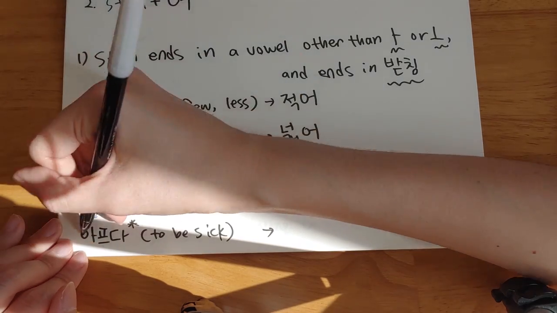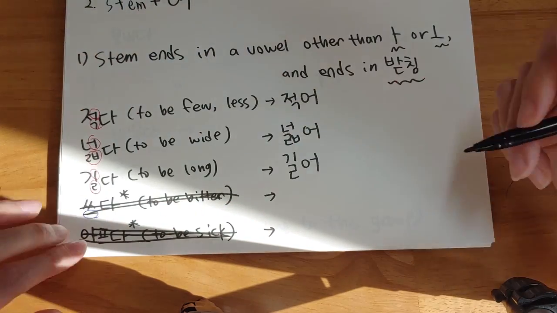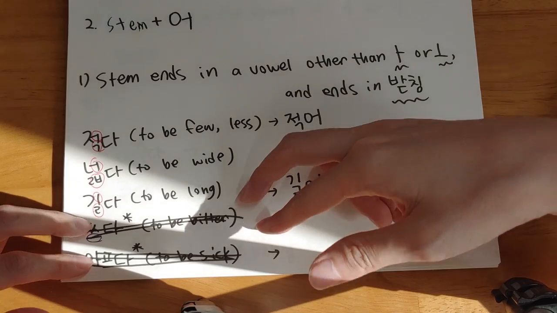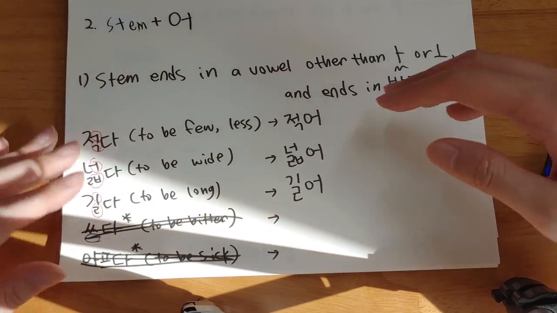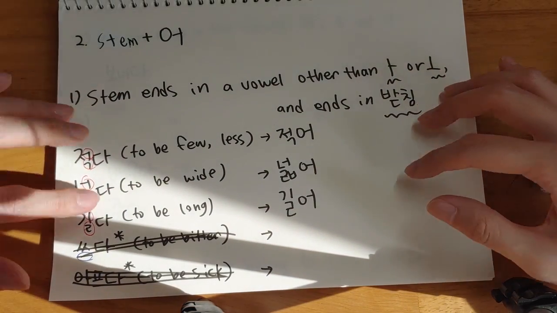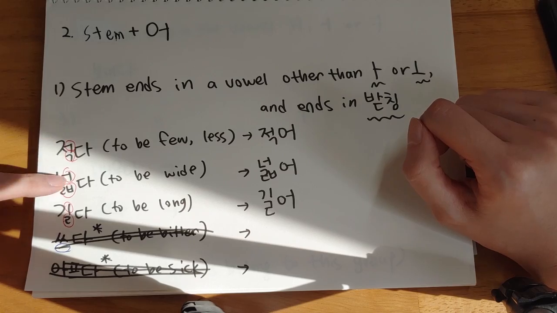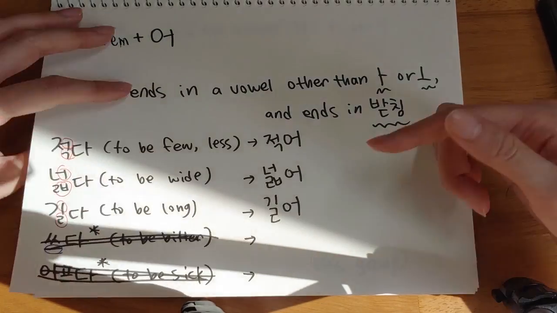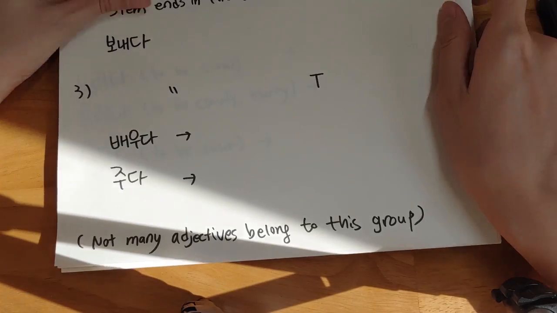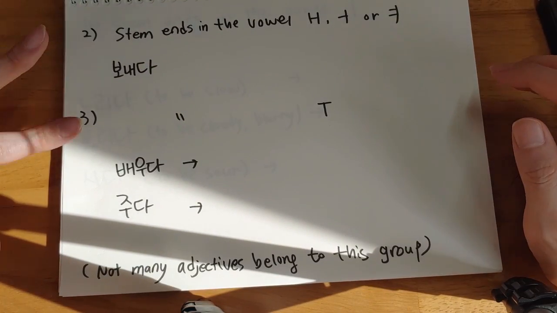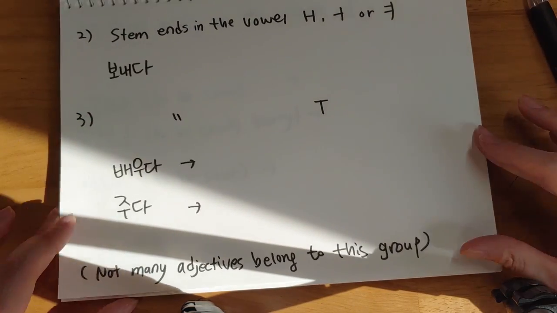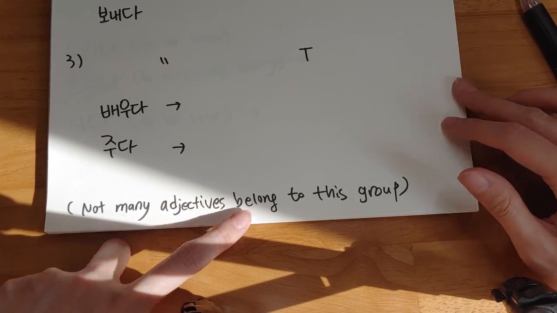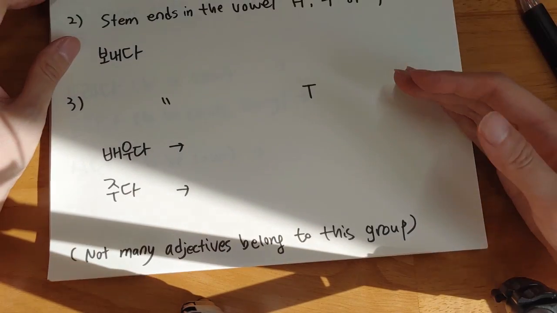And for these two, I don't know why I brought it here. It doesn't belong to this group. I'm sorry about that. You can just ignore these two because we're going to do it in another group, the number four group. But here it's a group where a stem ends in a vowel other than a or o and has 받침. And you can put 어 here. And for the subgroups number 2 and 3, for the group 2, there are not many adjectives that belong to this group as well.